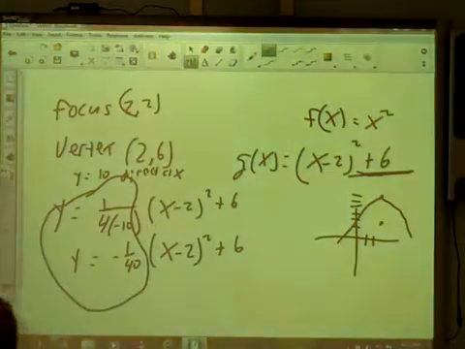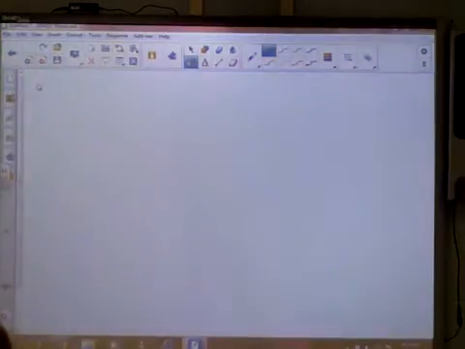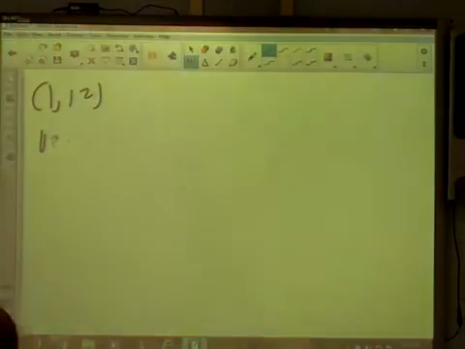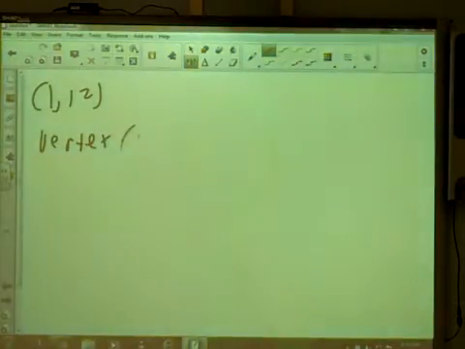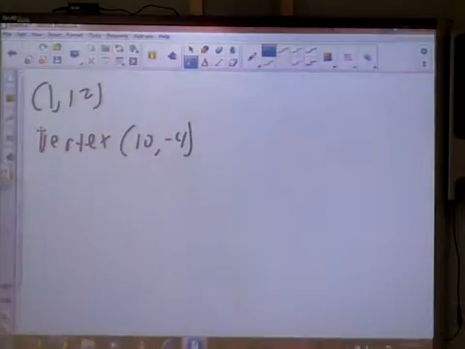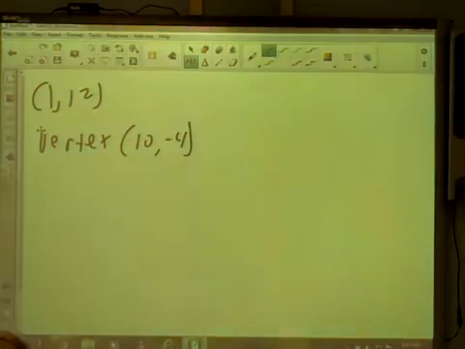Let's look at this now. This is what we did most recently. This is the more common stuff. I'm a parabola and I go through the point (1, 12) and I have a vertex at (10, -4). Directions say write an equation for me. I go through the point (1, 12), I have a vertex at (10, -4).